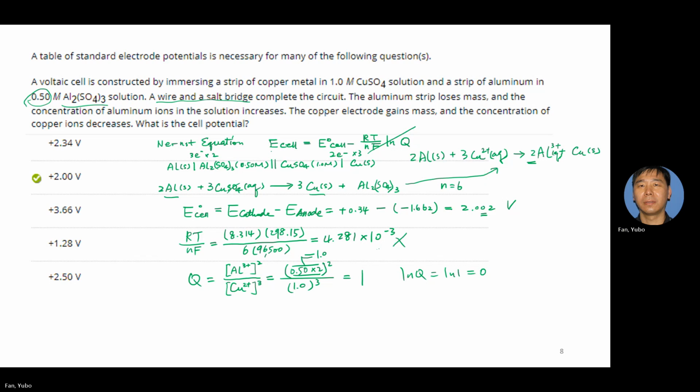So then the cell potential is equal to the standard cell potential, which is this value, but we just need to keep 3 significant figures, so we get 2.00 volts. So that's why we can choose this one. It's positive.